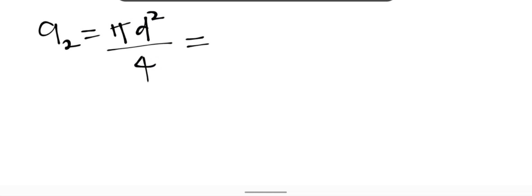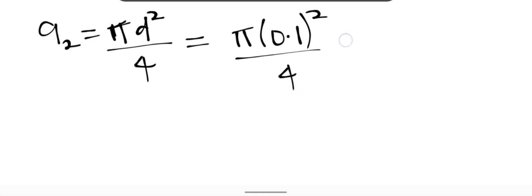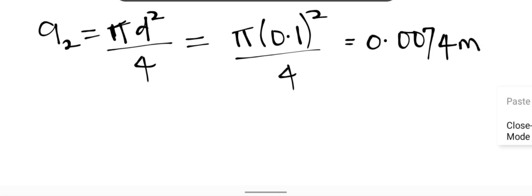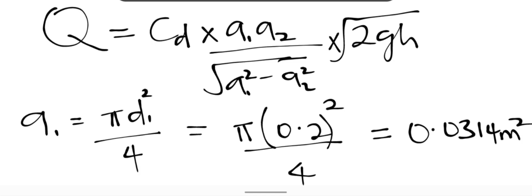At the same time, A2 is equal to pi d2 squared over 4. D2, that's the throat diameter, which I'm given as 100 millimeter. That's 0.1 meter. That's pi times 0.1 squared over 4, which I got as 0.00074 meter squared. So I now have everything from this formula except H.